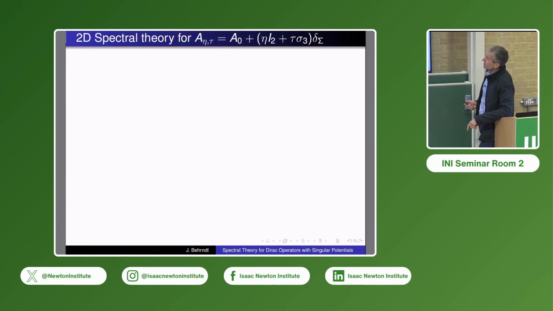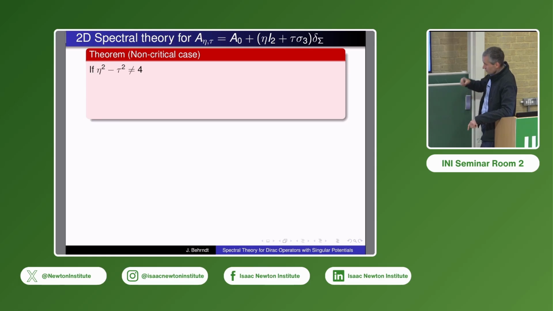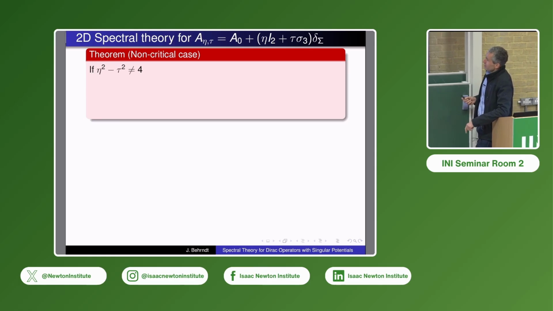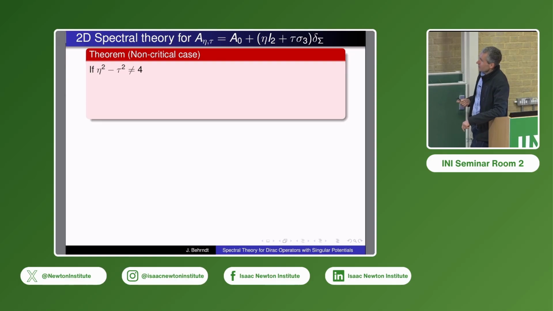Okay, so how about the spectra of such operators? We distinguish two cases, and now I think it gets interesting. Suppose that eta and tau satisfy the condition. They are just real numbers for simplicity. This case we call non-critical because everything is how it should be.